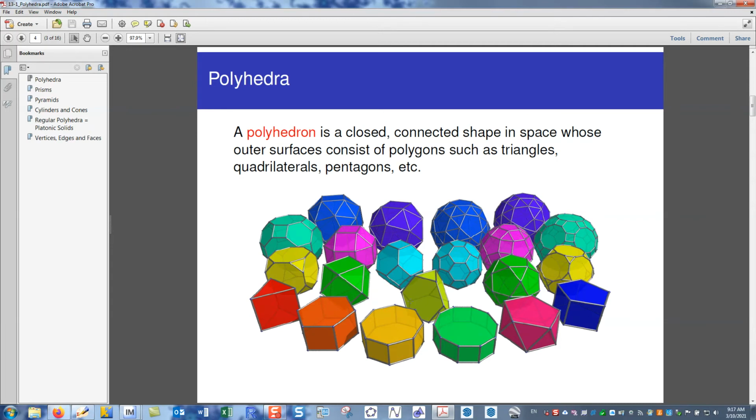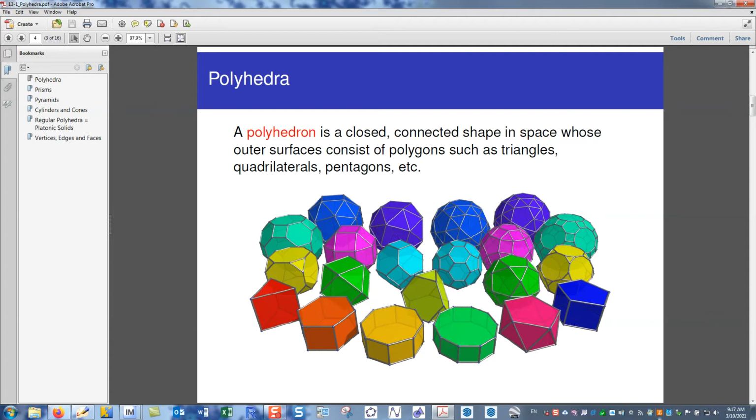A polyhedron is a closed, connected shape in space whose outer surfaces consist of polygons, such as triangles, quadrilaterals, pentagons, and so on. So you can see here a whole big set of examples where everything here is a polyhedron. It's a really broad definition. Polyhedron just means that this is some sort of shape that exists in 3 dimensions whose faces or outer surfaces are polygons, so they can be named according to the edges.